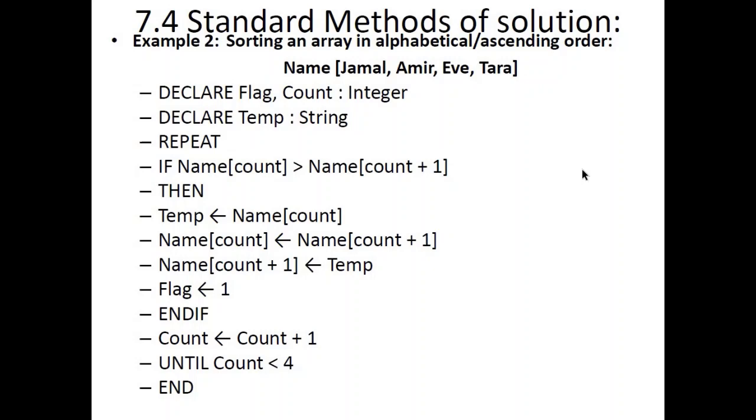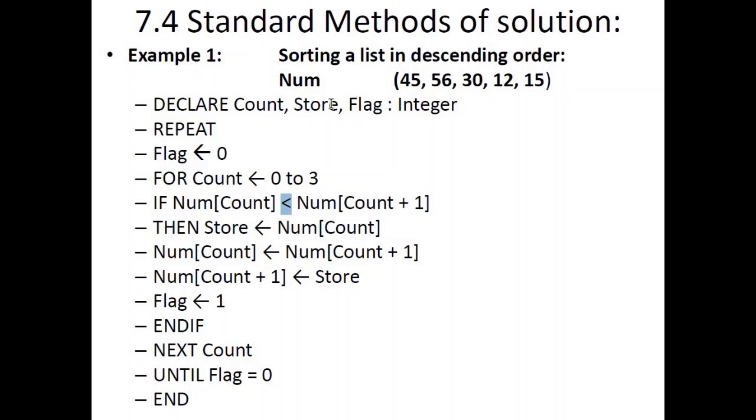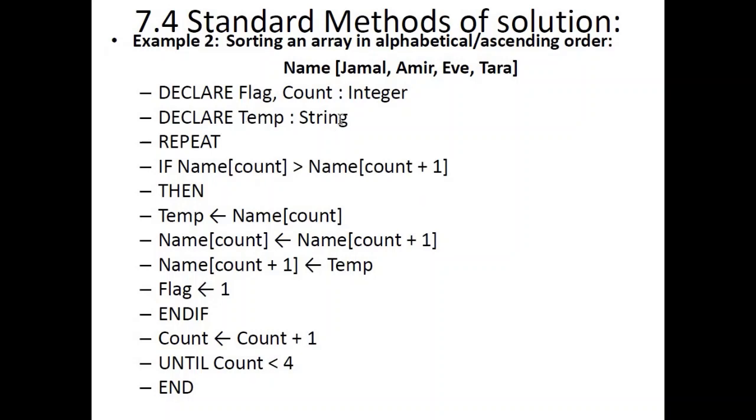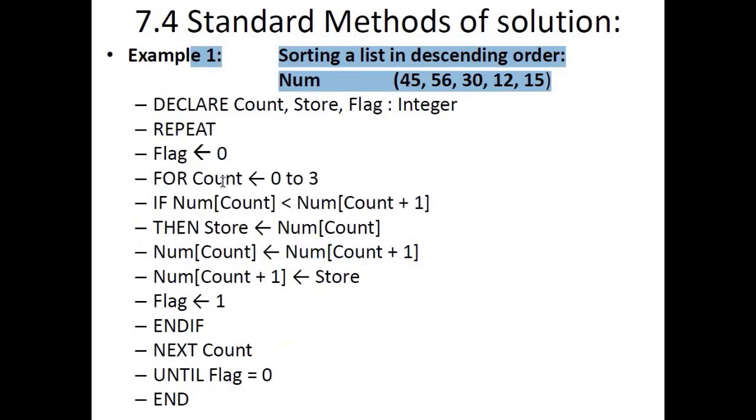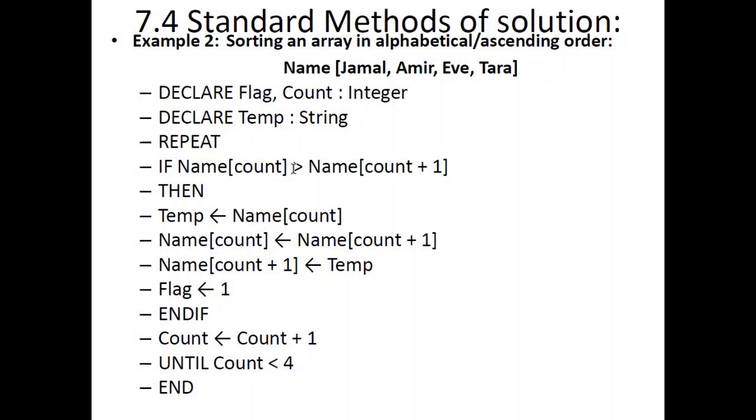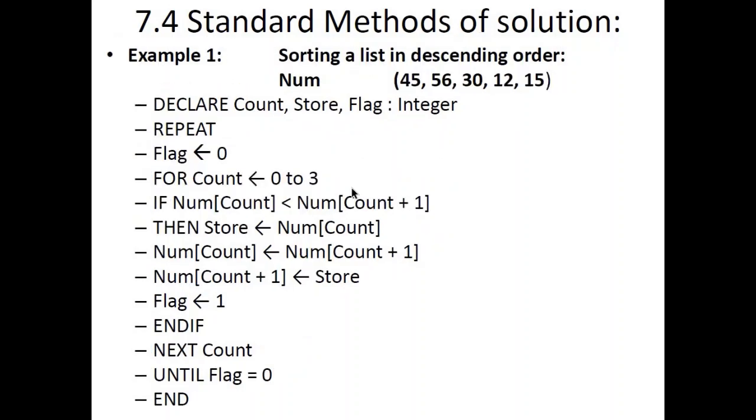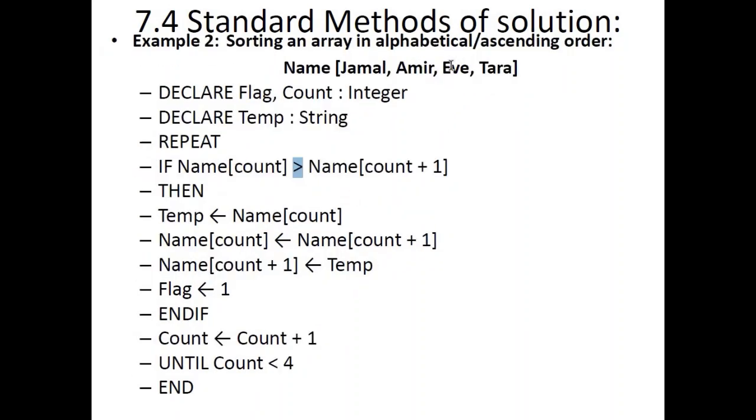Again, if we are sorting an array in alphabetical or ascending order, and these 4 are the names, then declare flag, count as integer and temp as a string. Over here our temporary or store variable was integer because the array was integer. Now we have a name, so we are going to take it as a string. Again, we have the same layout, except that over there we had the variable named store. Over here we have the variable named temp, and we have simply alternated this sign. Over here it was less than, now we have greater than, because over here we are going in ascending order.